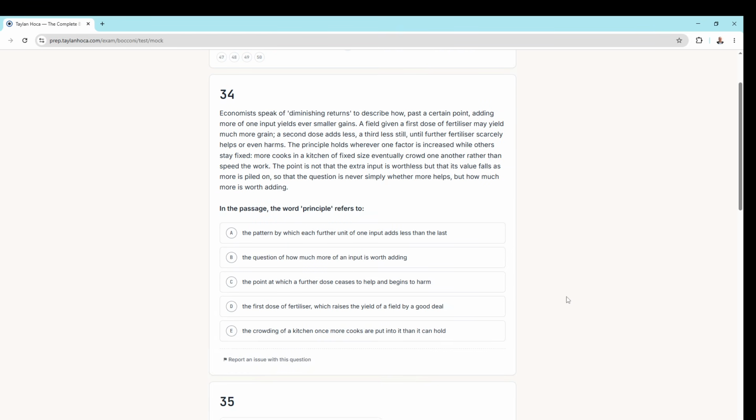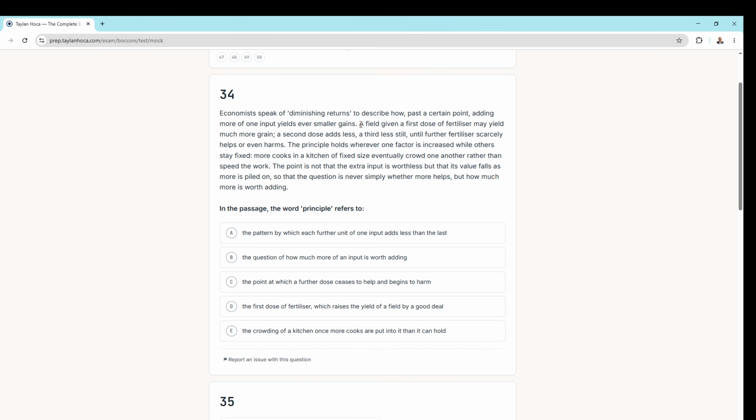Okay. So the word principle. So look for a very specific word. Then let's look for that word. The principle holds where one factor is okay. The principle holds wherever one factor. Okay, I think they talked about principle before. All right, a field given may yield. Okay, all right, a field. Now they give an example of the same thing.